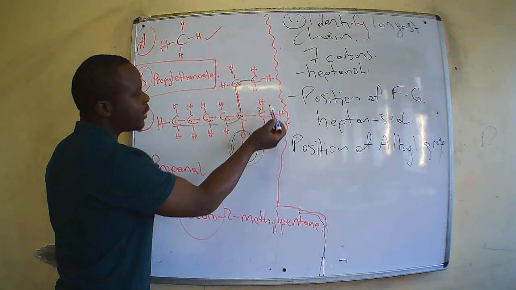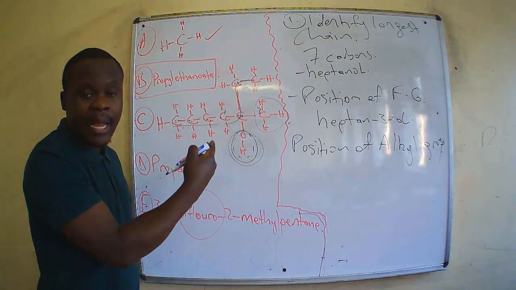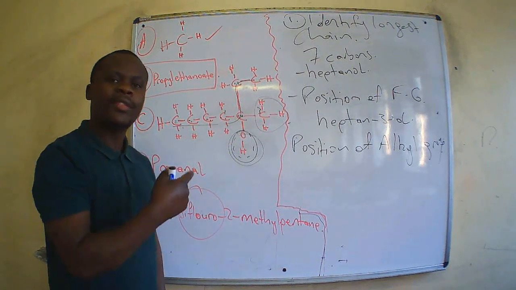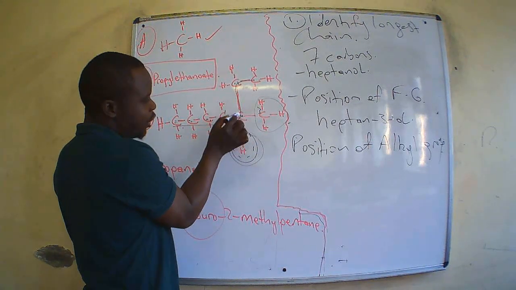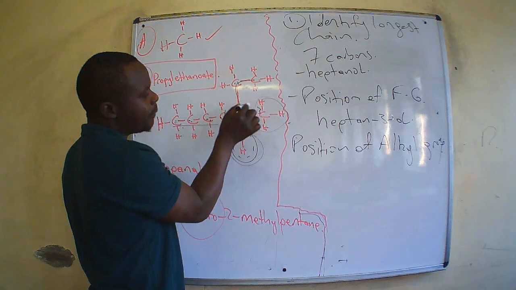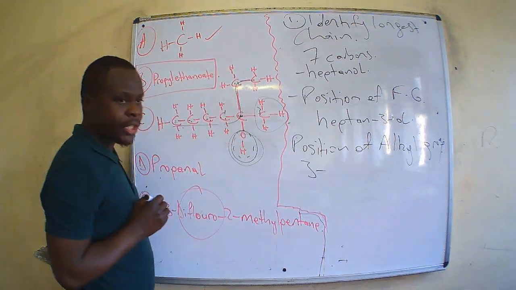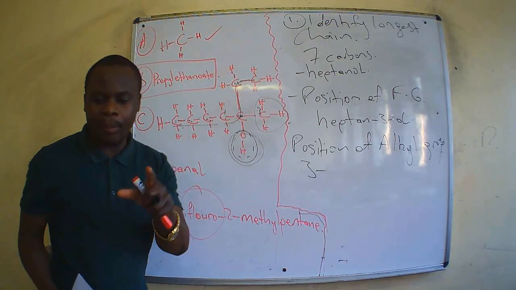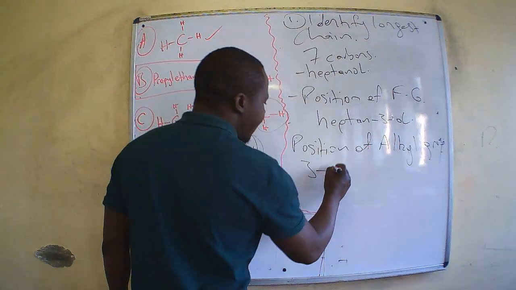Now look at our branch. This one was not part of the longest chain, so that becomes the branch. What is the position of this branch? It's still on the same carbon, which is carbon number 3. So this is position number 3 for the branch. But how many carbons are in this branch? There is only 1 carbon, so it's going to be a methyl.